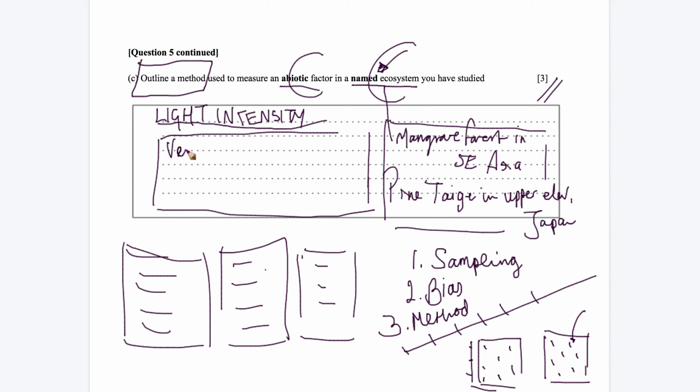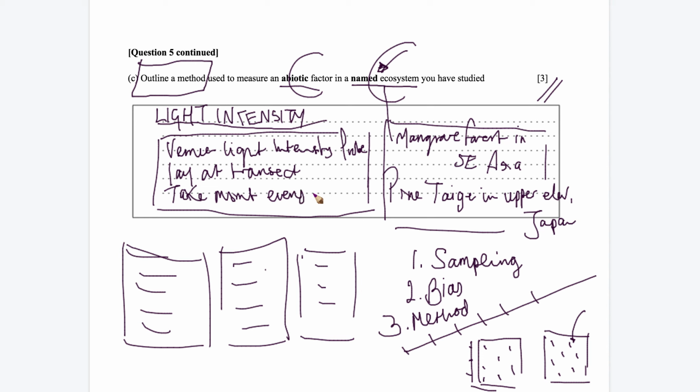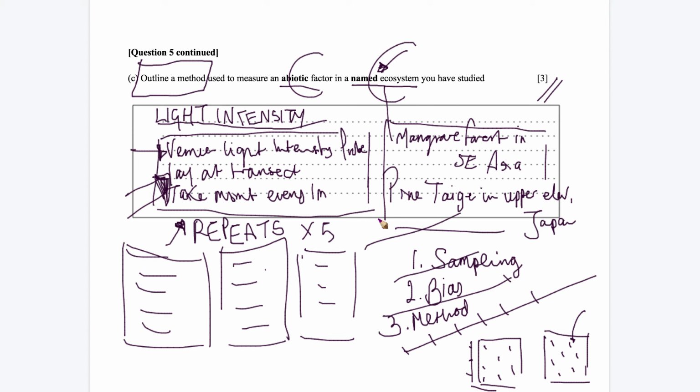Right, so we might use a Vernier light probe, a light intensity probe, and we might lay out a transect and take measurements every meter. So here's your method, here's your sampling and avoiding bias. And then the third thing is your repeats, your reliability. How do you know you didn't just get those results by chance? Because you're going to get them again and again. So repeat 5 times: you'd run 5 transects in similar areas of the forest.